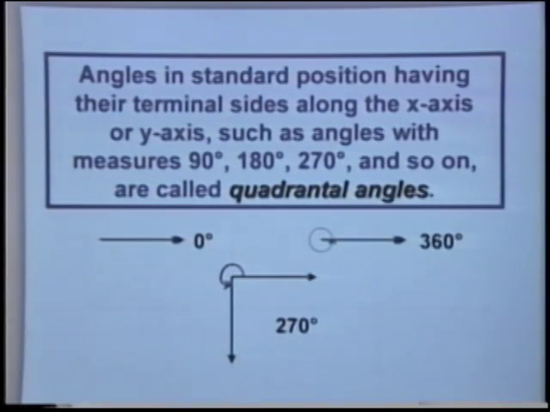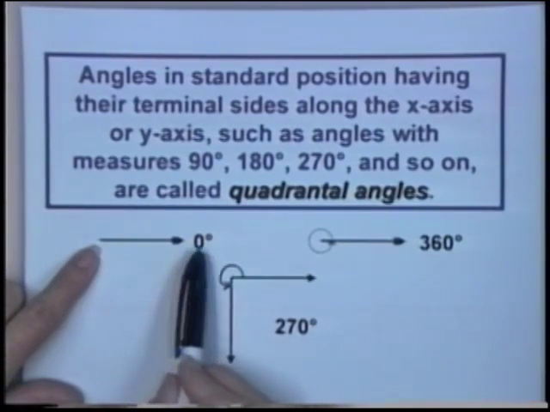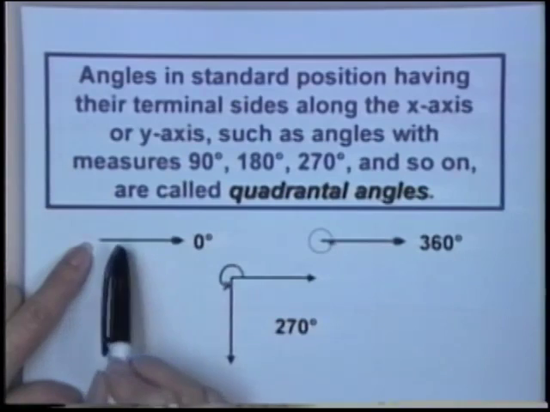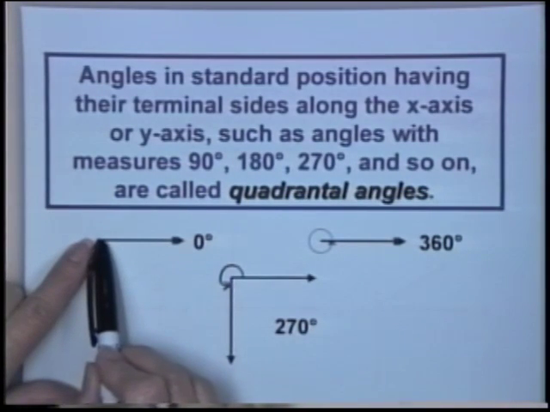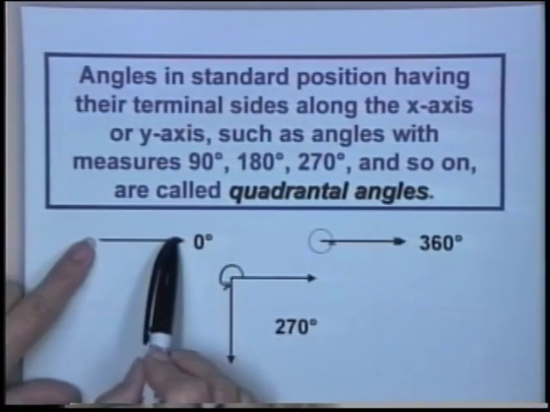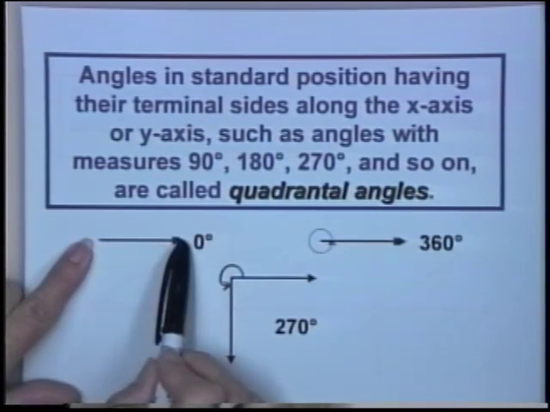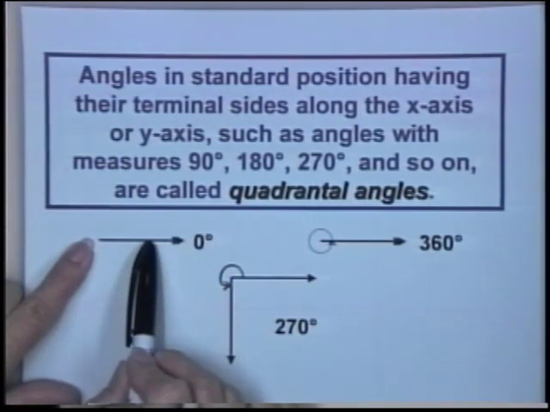Now, we've already seen examples of a 90 degree angle and of a 180 degree angle, but here's an example of a 0 degree angle. That might be relatively new. Notice that I have my initial side. There was no rotation of my ray, so my terminal side is right on top of my initial side.